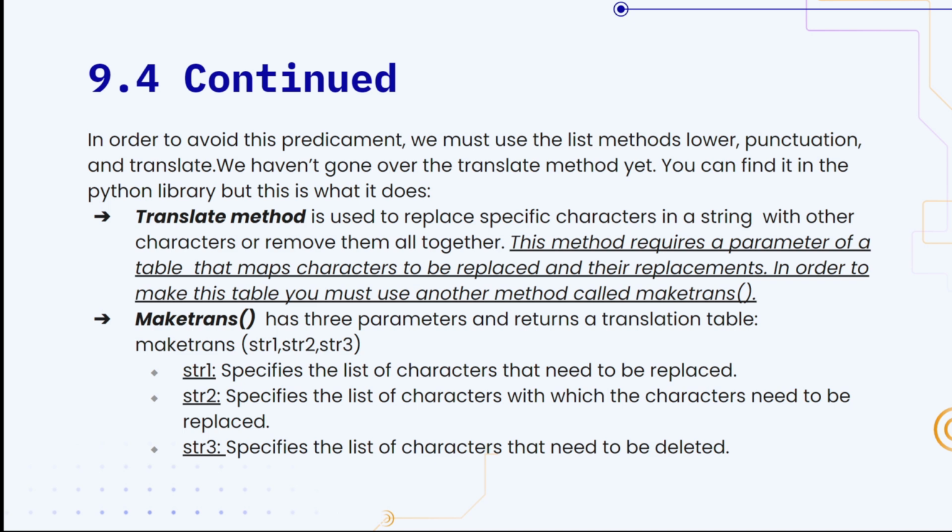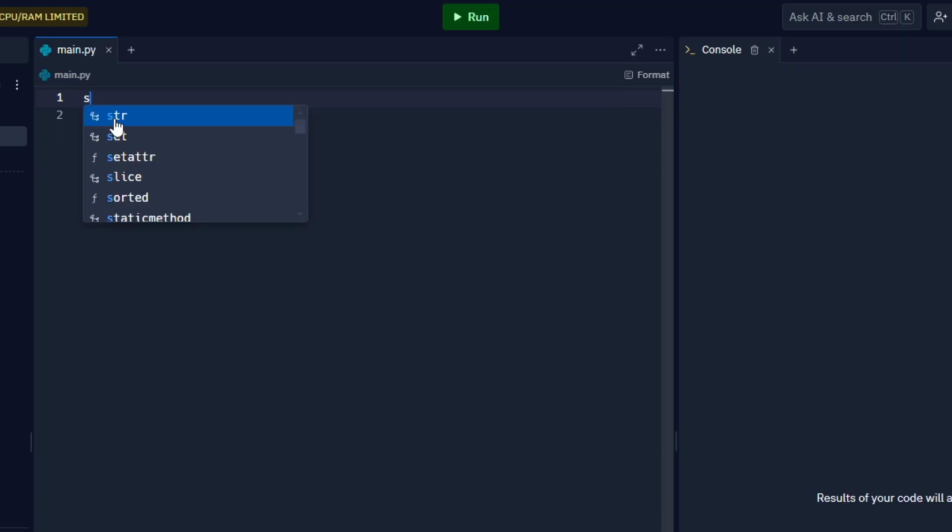But pretty much the translate method is used to replace specific characters in strings with other characters, or even remove characters altogether. You use the translate method with a string, so you do string.translate, but the parameter itself is actually the maketrans method again. So the translate method parameter would be the maketrans method. So let's say you have a string.